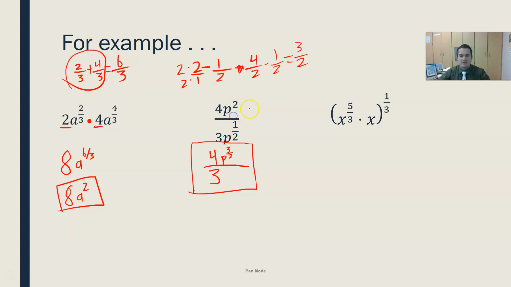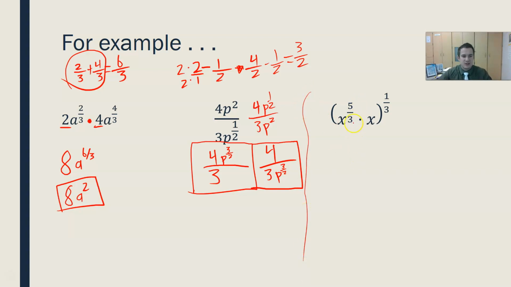If these had been flipped, say this had been 4p to the 1/2 over 3p squared, since the bigger number's in the bottom, then my answer would be 4 over 3p to the 3/2 because the bigger number is in the bottom. So when I divide exponents with the same base, I subtract the exponents.